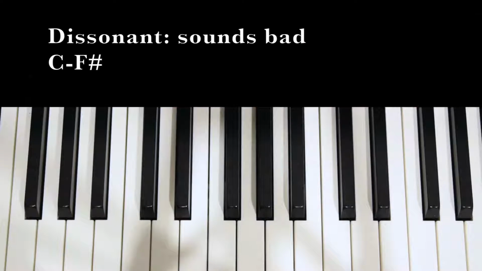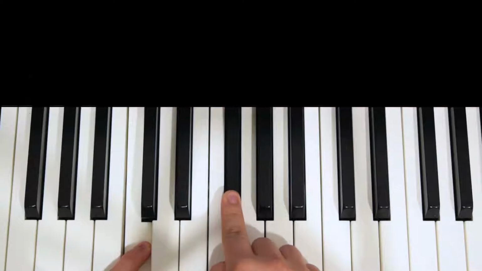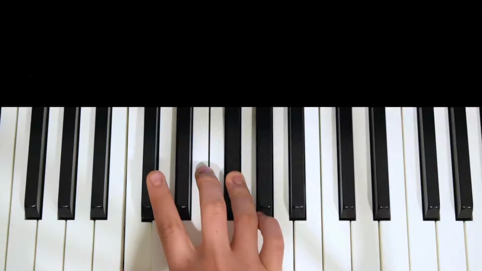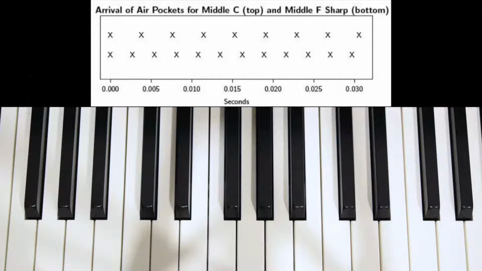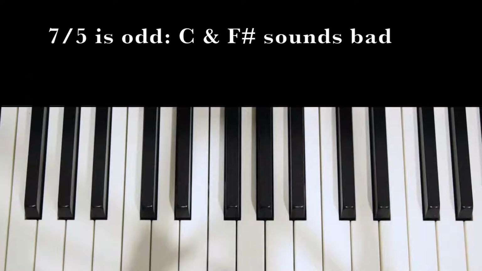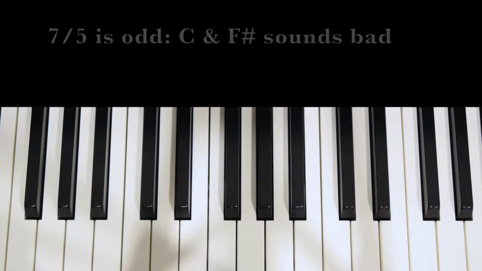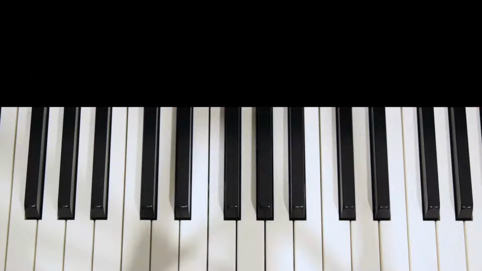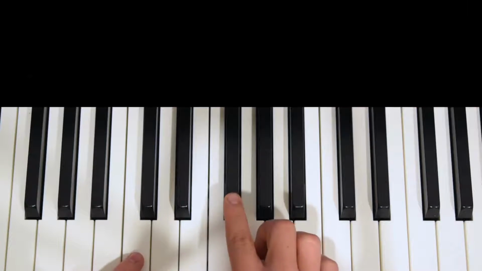So let's take a look at a dissonant interval, C and F sharp. Look at the chart above. As you can see, there's no close relation, and that's why the two notes don't sound good together. About every fifth pocket of C lines up with every seventh wave of F sharp, but 7/5 is a weird fraction, and waiting for 7 F sharp pockets before lining up with a C pocket causes the interval to sound dissonant.